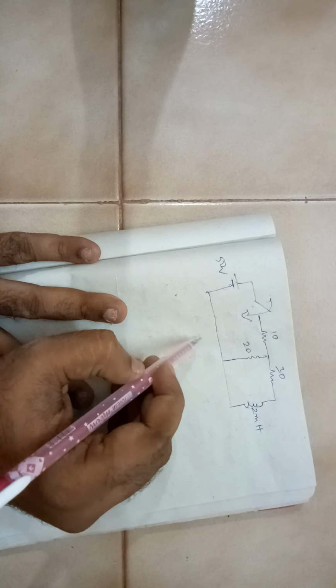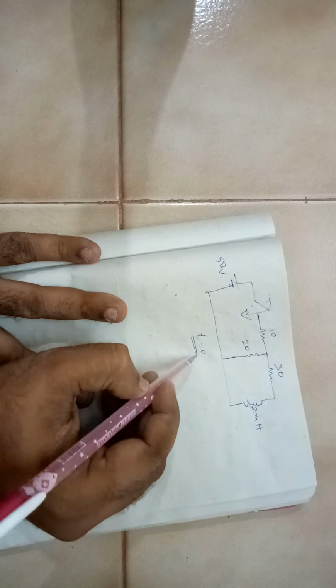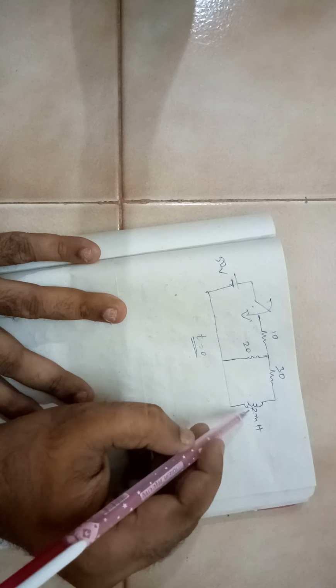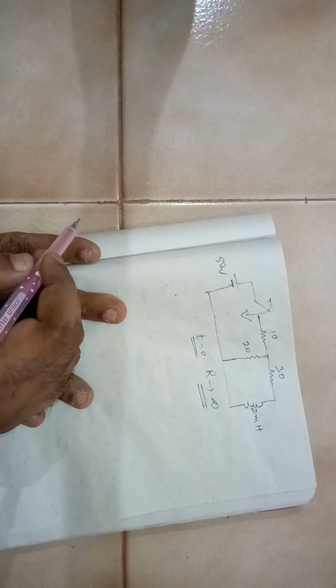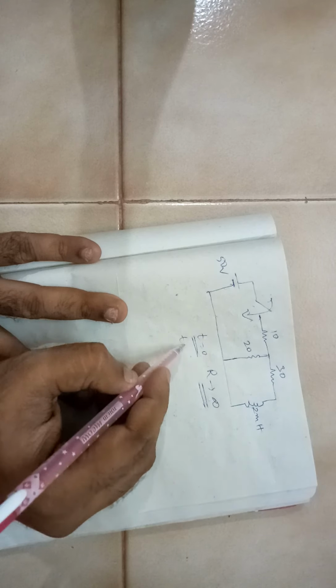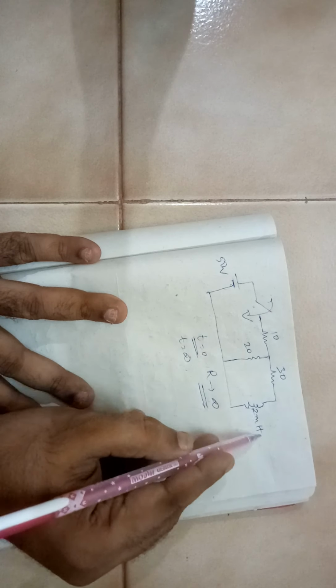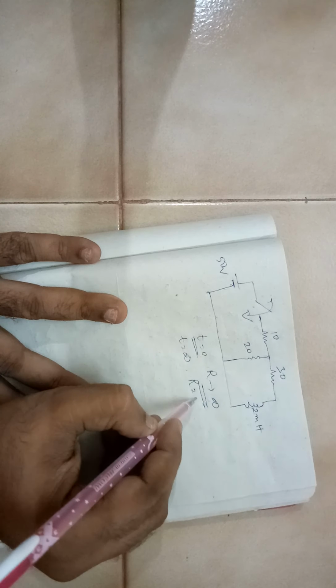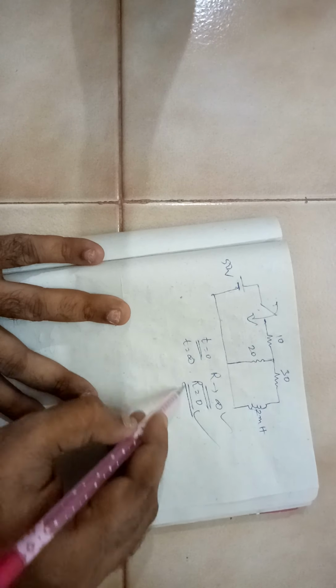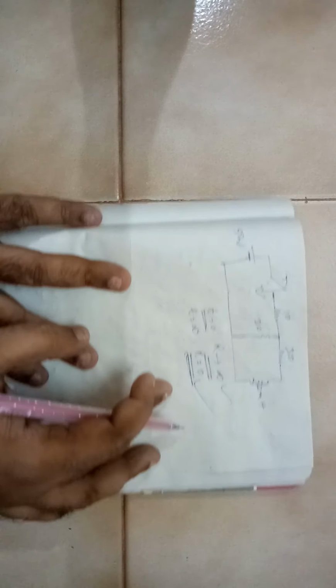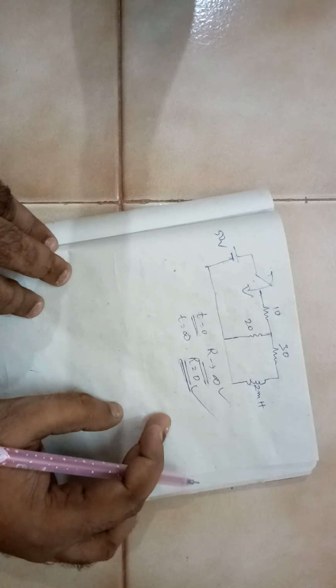Remember, this is an inductor. When t is equal to 0, the resistance offered by the inductor will be almost equal to infinity, and at t is equal to infinity, the inductor will behave like a wire, that is R is equal to 0. These 2 points you have to remember.